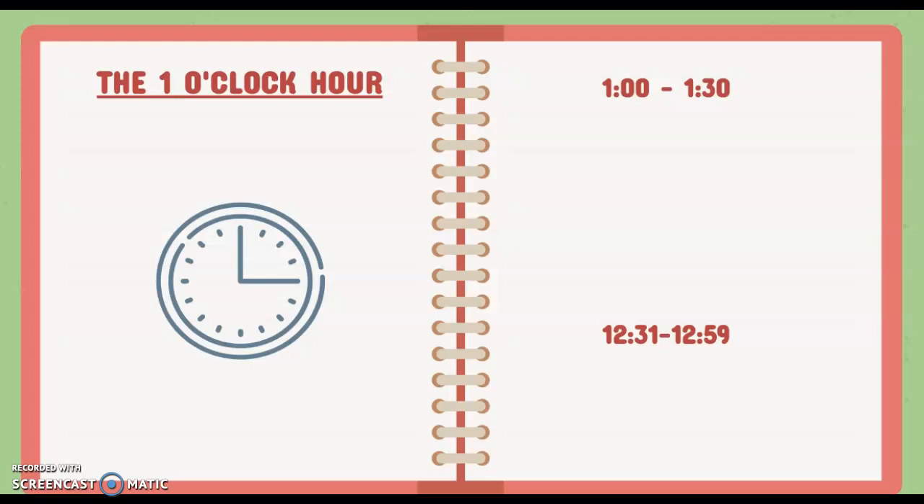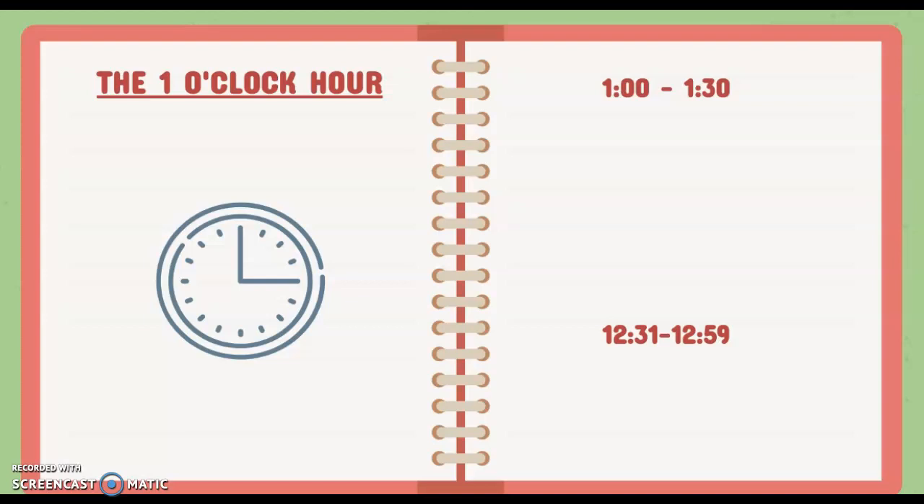Now we are going to look at a special hour during the day. This is called the 1 o'clock hour. It goes from 12:31 until 1:30. So let's take a second. Why do we think it starts at 12:31?